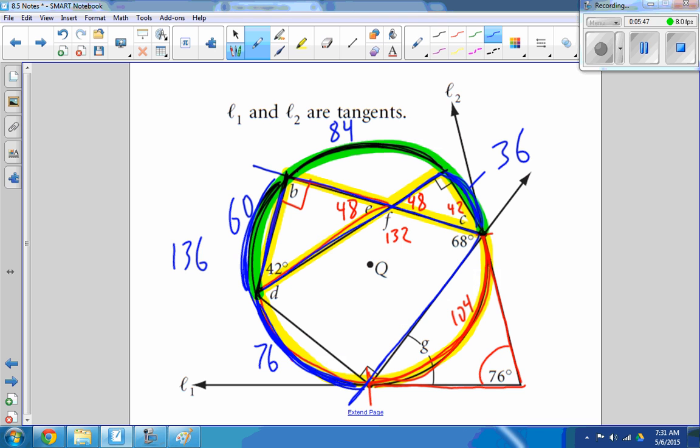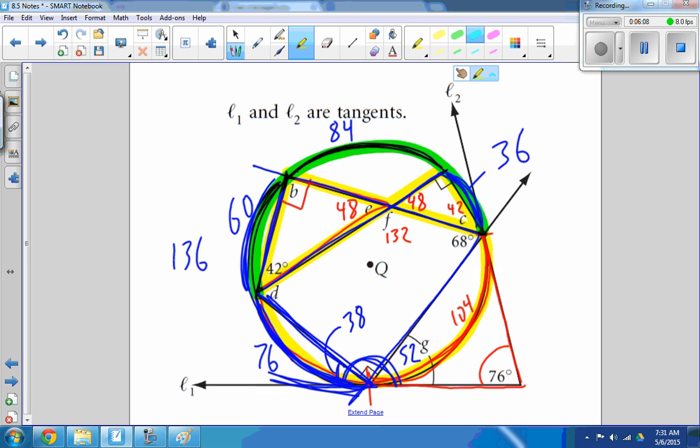Now we can use an inscribed angle here. This angle here is an inscribed angle right here. It's 38 degrees. This adds up to 180 because it's a linear pair. So this has to be 52 degrees. And angle D, we have a quadrilateral in here. It's a little busy, I know, in here. There's a quadrilateral, so that adds up to 360. So angle D has to be 70 degrees.